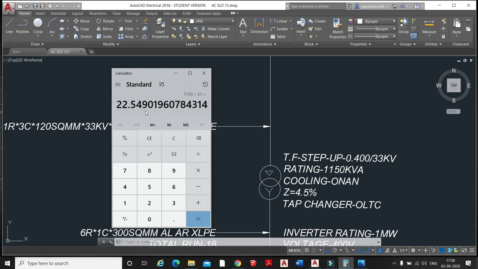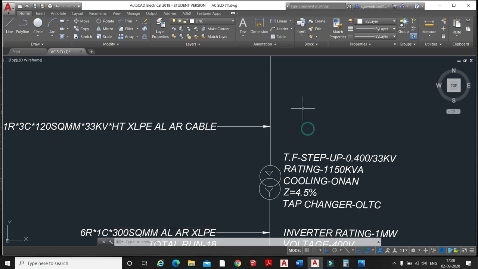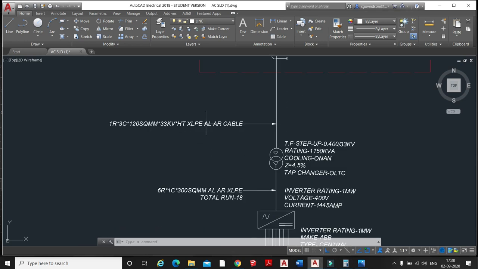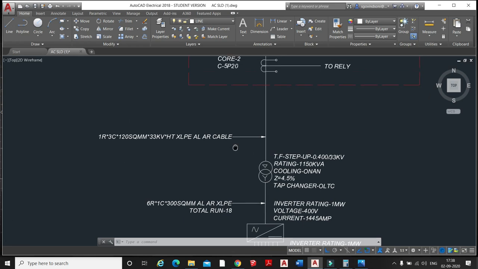So we get the current is 22.54 ampere for the 11 kV transformer. 22 ampere is delivered by the transformer at the LT side, and the current carried by the 120 square mm cable is around 200, above 200 ampere. So this cable is more than sufficient for the LT side.